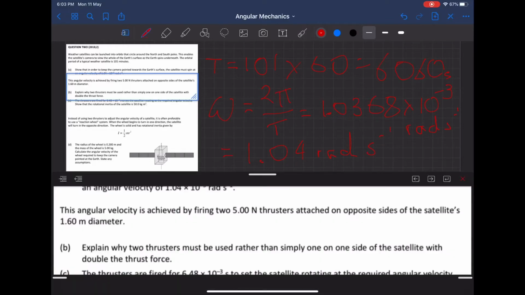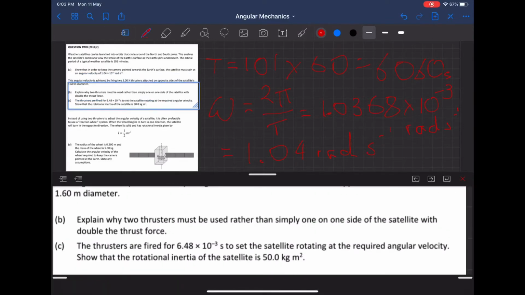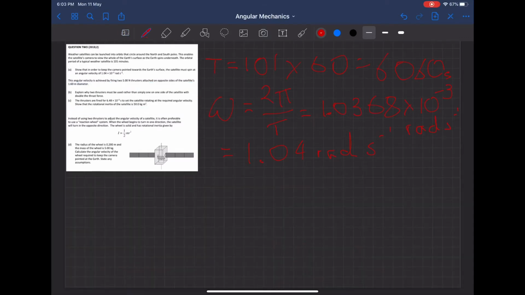Now, if we look at B, it asks us to explain why 2 thrusters must be used rather than simply one on one side of the satellite with double the thrust force. Okay, so let's get rid of that. And I'm going to draw 2 scenarios here. And remember, I'm drawing with my finger, so give me some slack here. Okay, I'm going to draw a booster with double the force here, and a second satellite on this side, alternatively with 2 smaller thrusters with equivalent forces, okay, smaller than the one on the left.